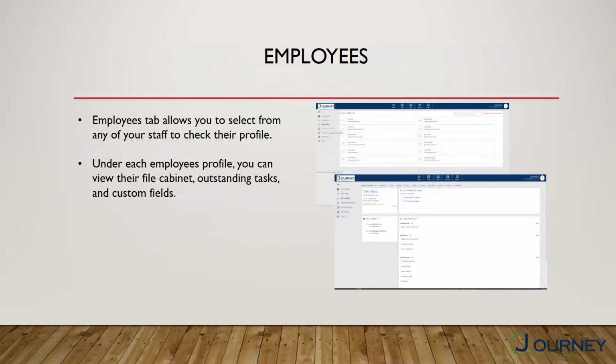Next is your Employees tab. So your Employees tab allows you to select from any of your staff to check their profile. Once you click on an employee and expand their profile, you can view things like the file cabinet, outstanding tasks, and custom fields that are specific to this employee. So as you can see, we have Tim Allen pulled up. And now I can see everything for Tim.